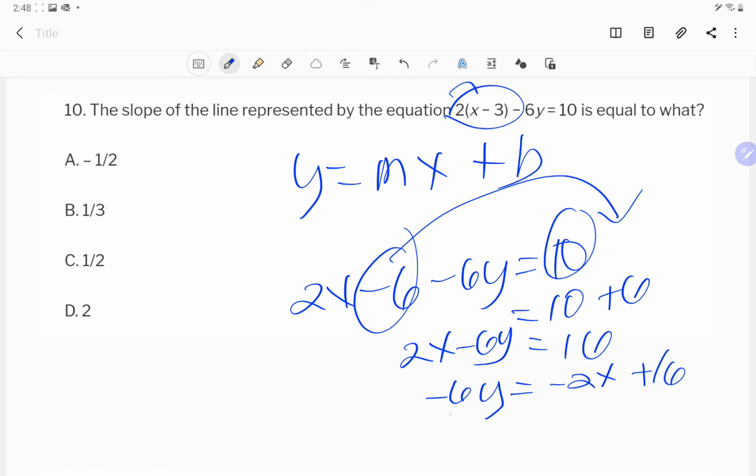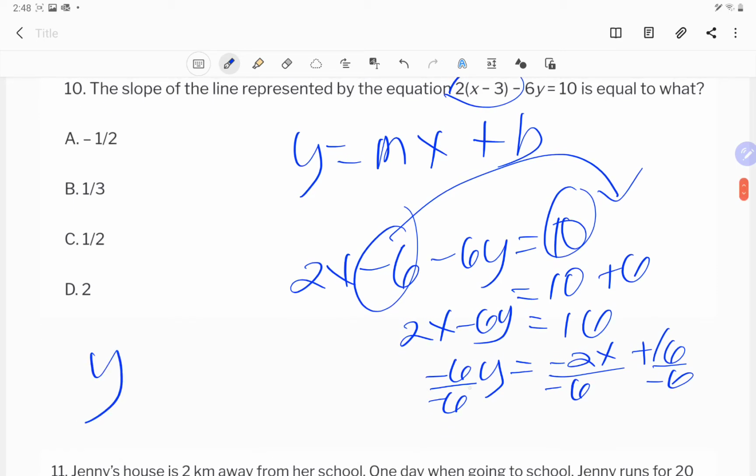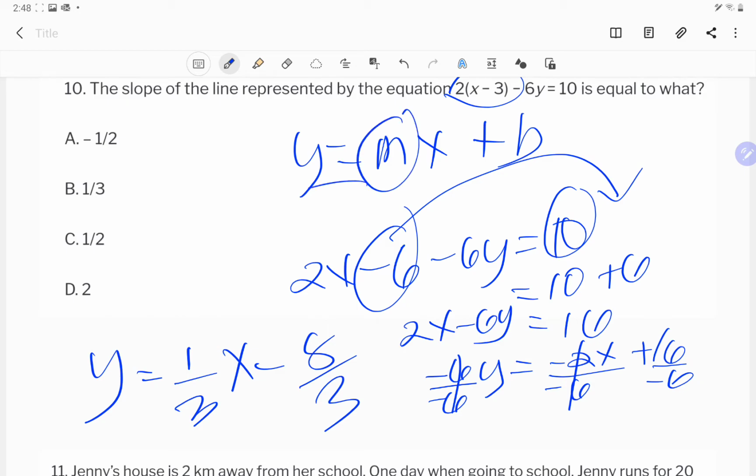Divide both sides by negative 6. That makes y equal to 1/3 x, because negative 2 divided by negative 6 is equal to positive 1/3, and then 16 divided by negative 6 is equal to negative 8/3. Your slope here is this, so that is positive 1/3, letter B.